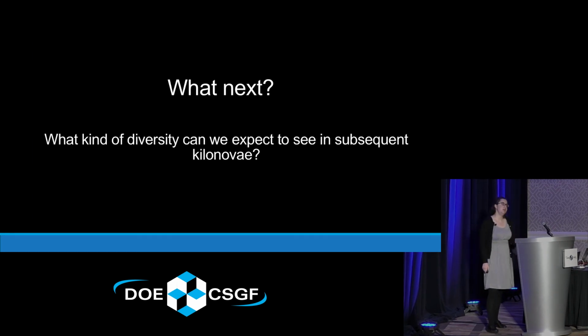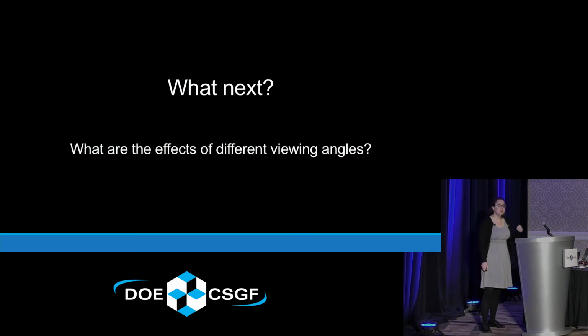So the question then is, what's next? And one of the things I'm interested in looking at is what kind of diversity can we expect to see in subsequent kilonovae? Because for one, we don't expect the mass distribution outside of the final object to be the same, and all of these systems are going to be slightly different. But even at a more fundamental level, we're not going to be at the same viewing angle relative to the orbit of the neutron star, and that will probably at least somewhat affect what we see. So what I've been looking at is what are the effects of different viewing angles on the kilonova signal.